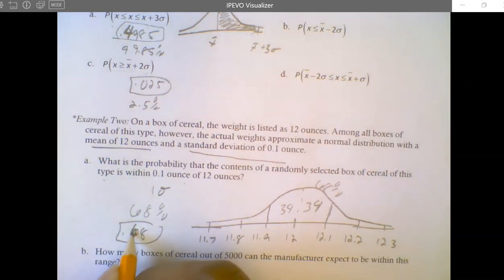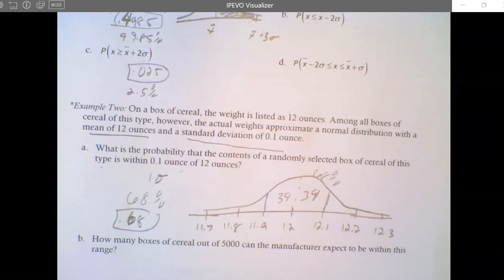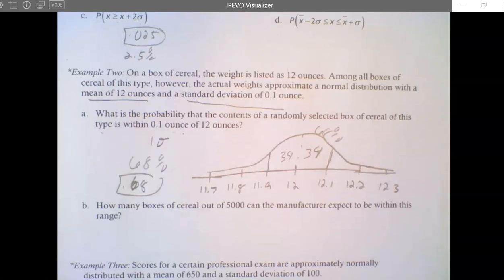And truth be told, a lot of people write it as a percent too. So if you see it written as a percent, don't worry about it. Probability is pretty interchangeable.